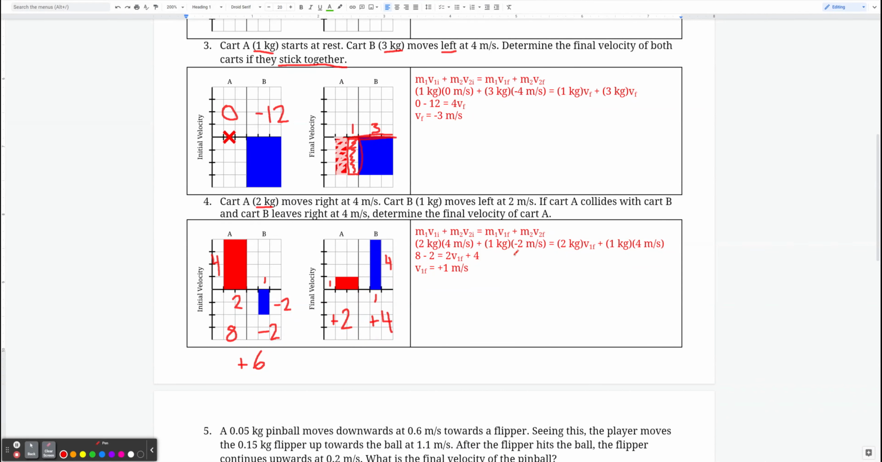And then one last time, we can see our math checks out with that. If we just plug everything in and then simplify and solve for our final velocity of cart A, we get positive 1 meter per second.